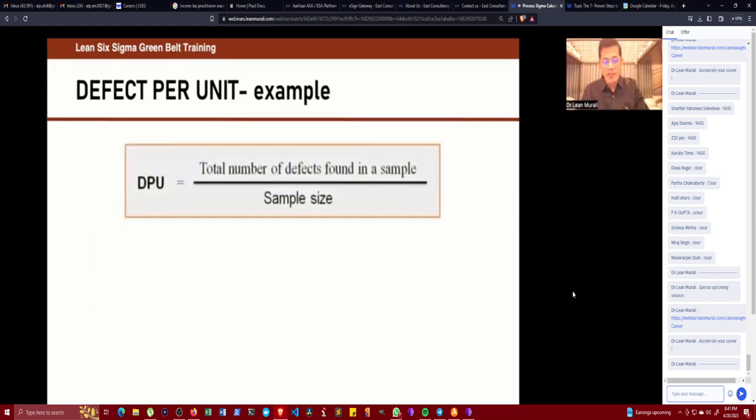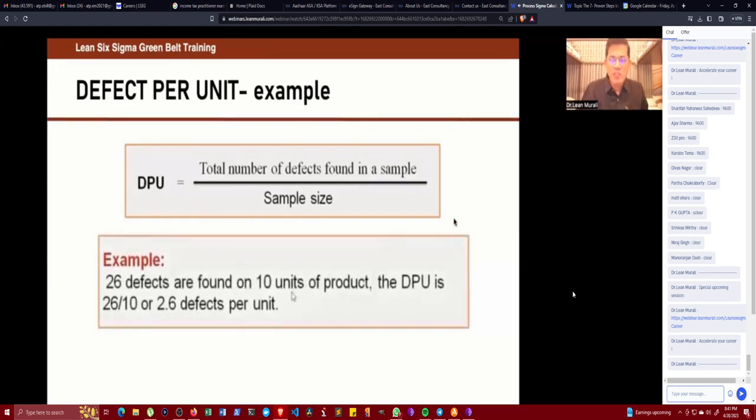So defects per unit is nothing but the total number of defects found in the sample divided by the total number of samples, the sample size. Look at this. There are 26 defects found in 10 units of product. So defect per unit is 26 divided by 10, which is 2.6 defects per unit. This is an example of defect per unit.